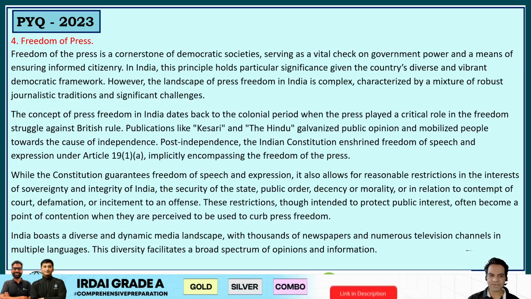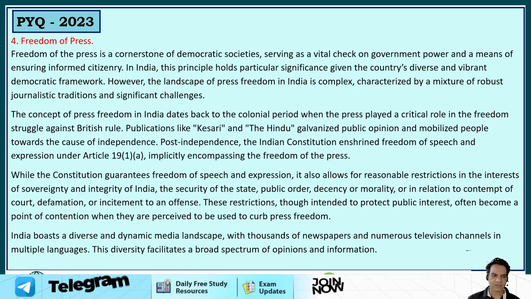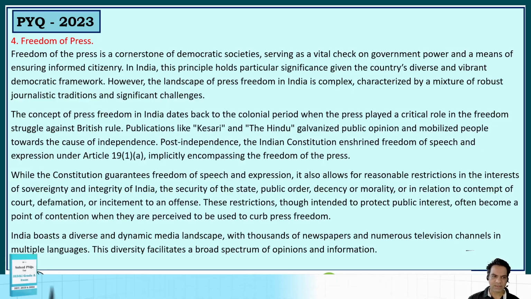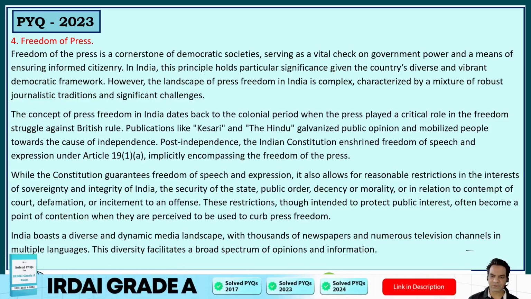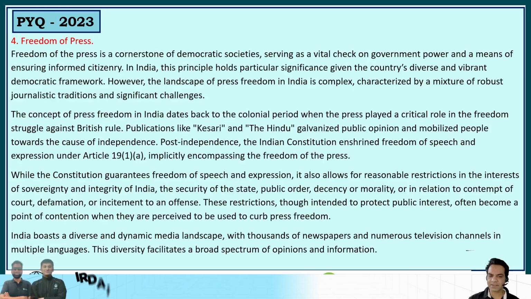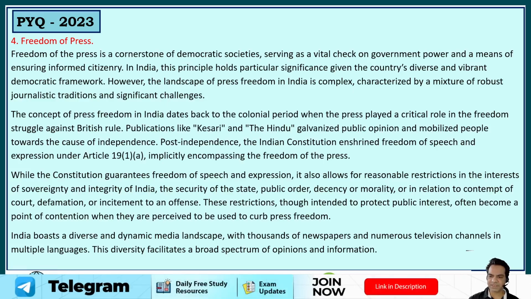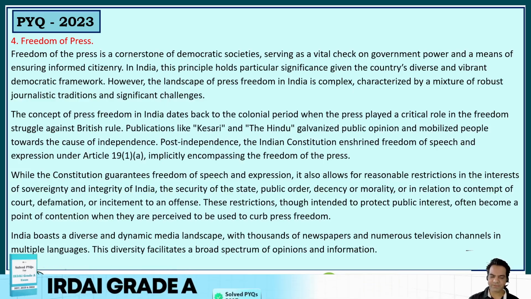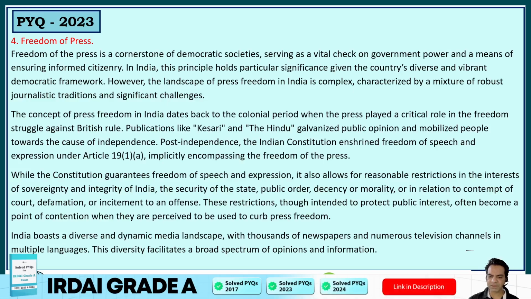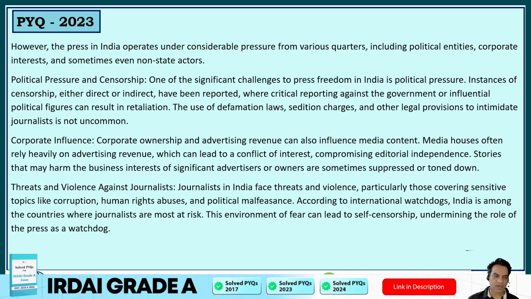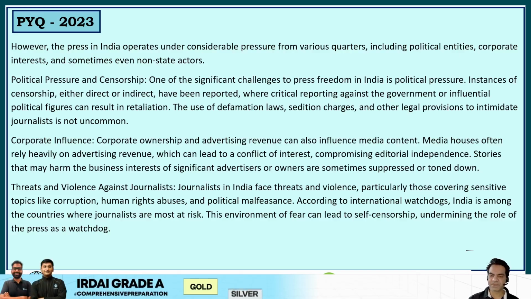The concept of press freedom in India dates back to the colonial period, where old newspapers were printed like Kesari, The Hindu, and they galvanized public opinion. Post-independence, the Indian constitution enshrined freedom of speech and expression under Article 19(1)(a), explicitly encompassing the freedom of press. While the constitution guarantees freedom of speech and expression, it also allows for reasonable restrictions in the interest of sovereignty and integrity of India. India boasts a diverse and dynamic media landscape with thousands of newspapers and numerous television channels in multiple languages.